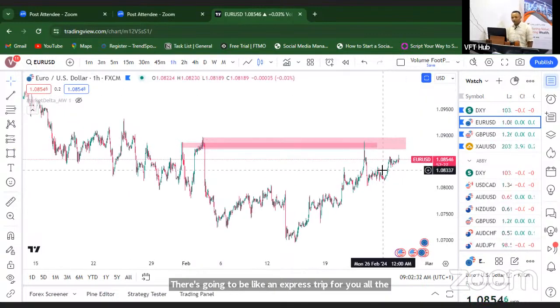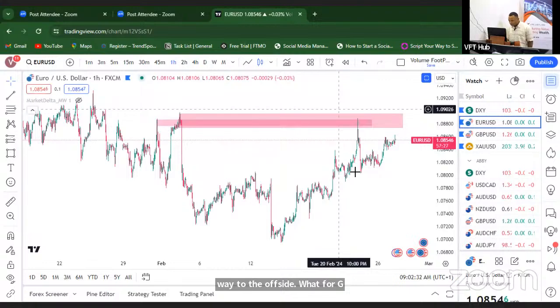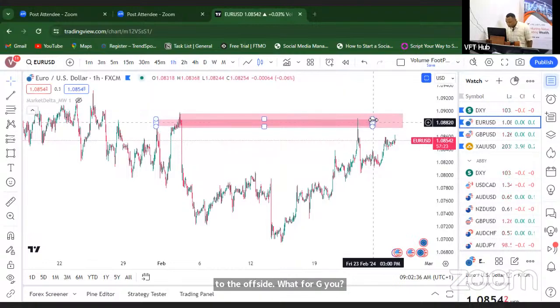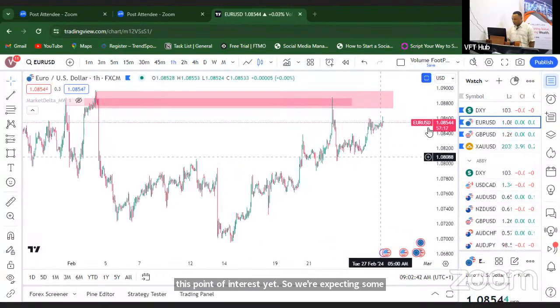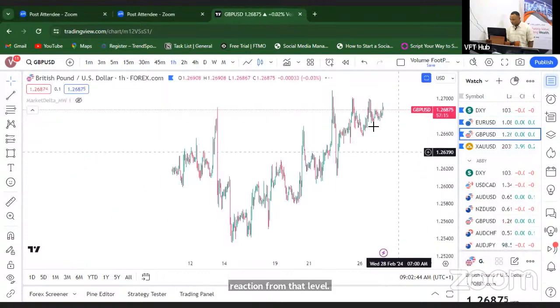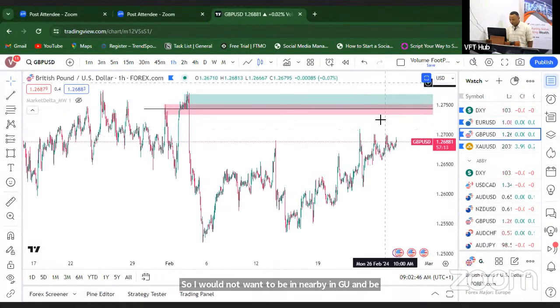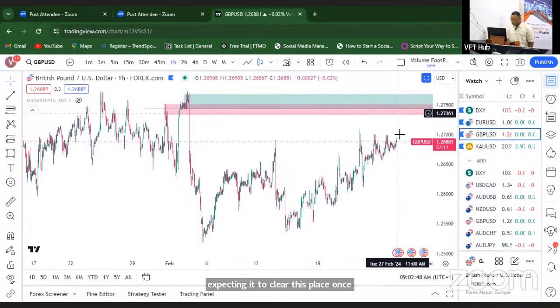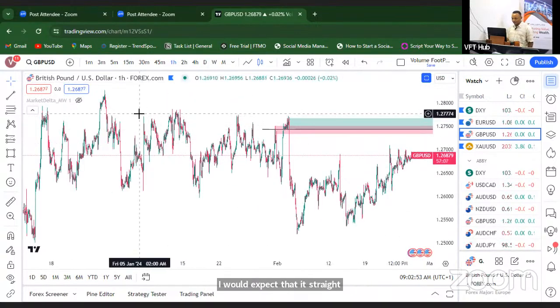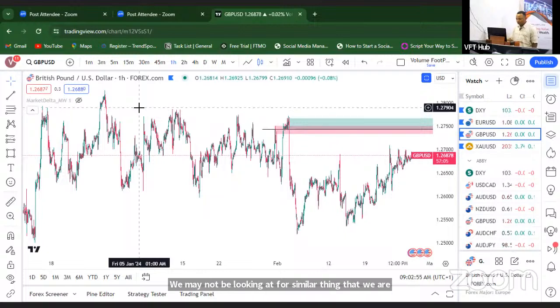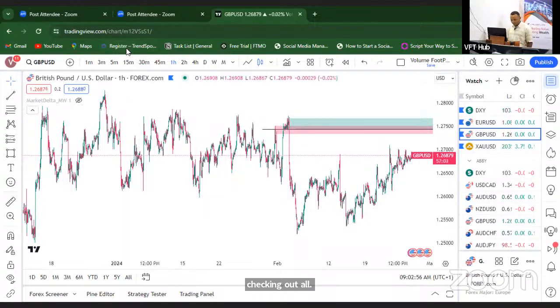But for GU, we're seeing that it has not gotten to this point of interest yet. So we're expecting some reaction from that level. So I would not want to be in a buy in GU and be expecting it to clear this place once. I would expect that it trades into it, and we may now be looking out for a similar thing that we are checking out on EU. All right, so I hope this explanation solves it all.